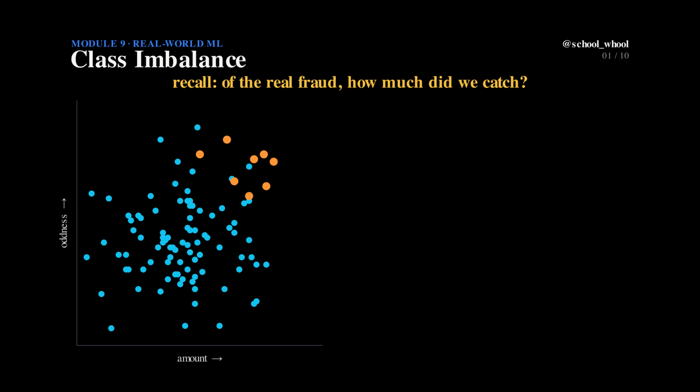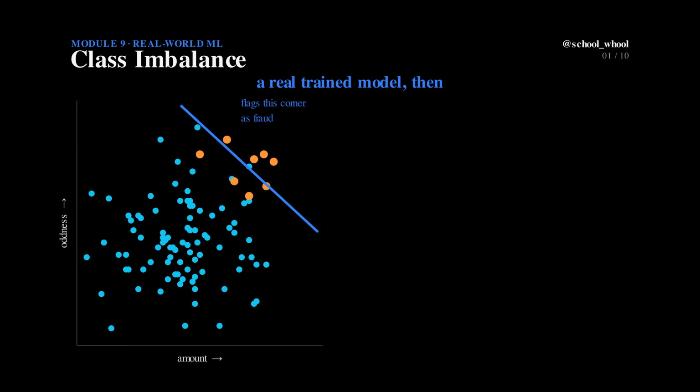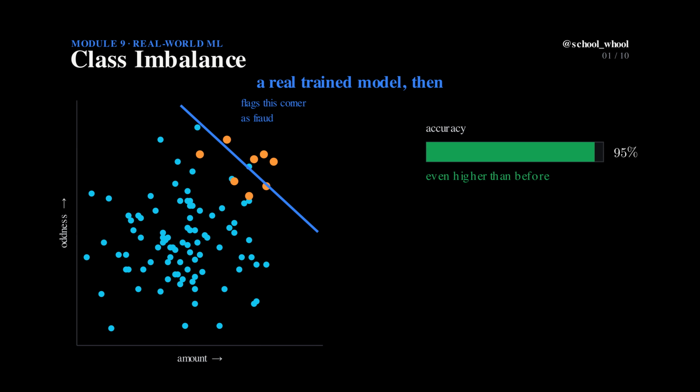Surely a real model does better. Let's train an actual logistic regression on this data. It learns a boundary, and flags this corner of the space as fraud. And its accuracy? 95%, even higher than the lazy model. By the accuracy score alone, this looks like a clear win.